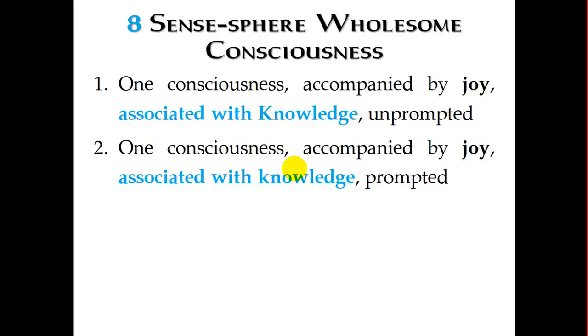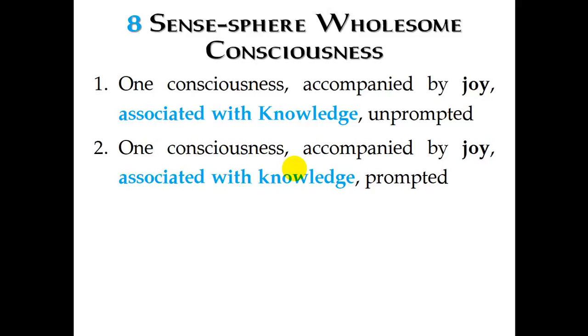Number 1, consciousness accompanied by joy. Here we have to take note: joy, right? You are happy to do the wholesome deed. Associated with knowledge. Here, knowledge, wisdom, or faculty of wisdom are the same, right? So when you do a wholesome deed, you know what is good and what is bad. You know what you are doing. That is associated with knowledge.